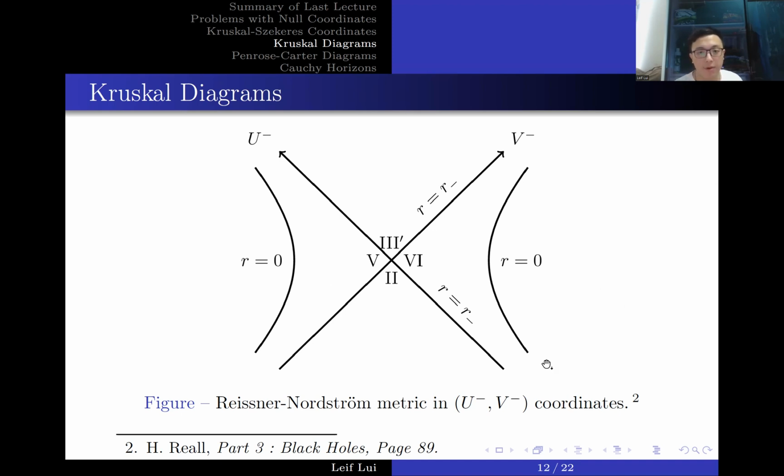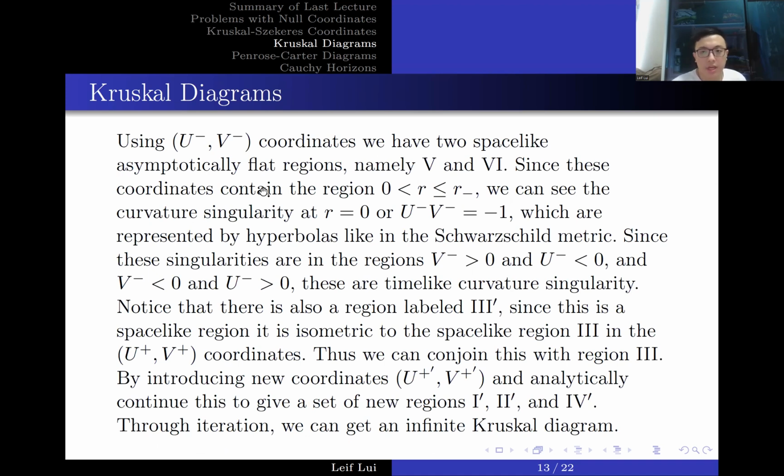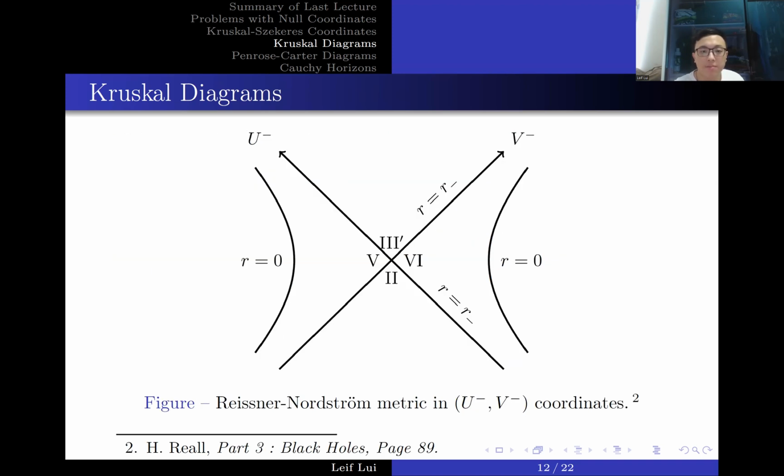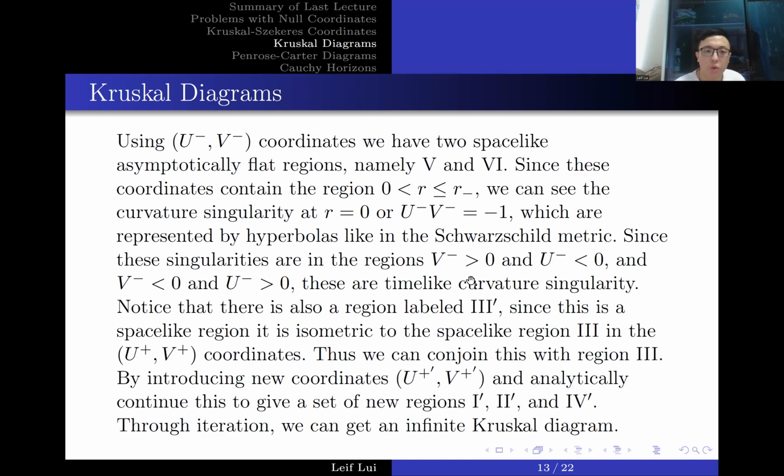And therefore, we have the hyperbolas at r equals 0. So using the u minus and v minus coordinates, we have two space-like asymptotically flat regions, namely region 5 and region 6. Since these coordinates contain the regions between the inner horizon and the curvature singularity, we can see the curvature singularity at r equals 0, or the product of u minus and v minus equals -1, represented by hyperbolas like in the Schwarzschild metric.